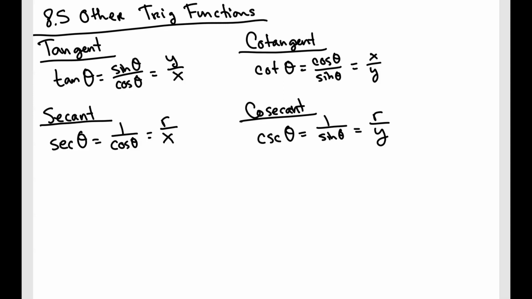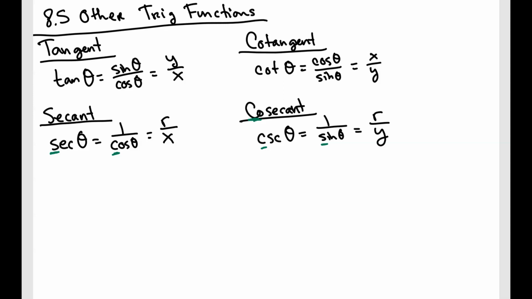Secant here is 1 over cosine, which is r over x, so it's the reciprocal of cosine. And cosecant, which we write as csc theta, is equal to 1 over sine, which is r over y, which is the reciprocal of sine. These can be really confusing because the reciprocals are actually opposites. You would think that secant goes with sine, but they don't. Secant goes with cosine and cosecant goes with sine. And tangent and cotangent are obviously the opposites of each other.